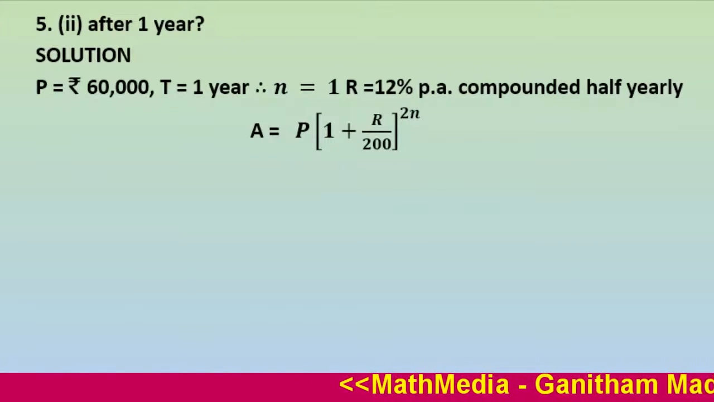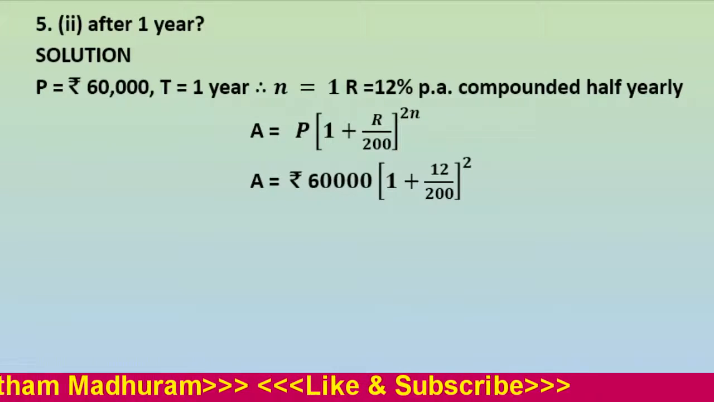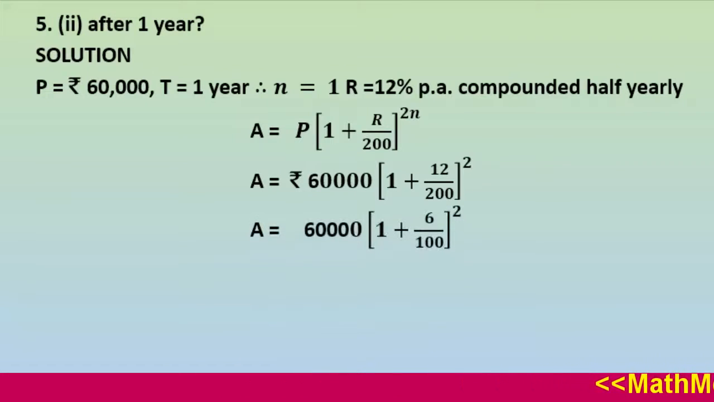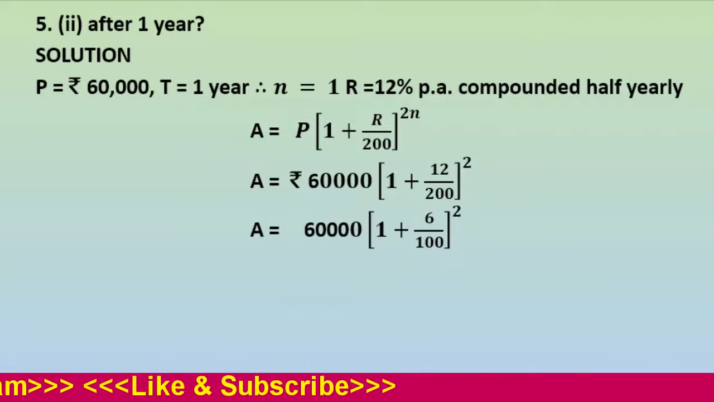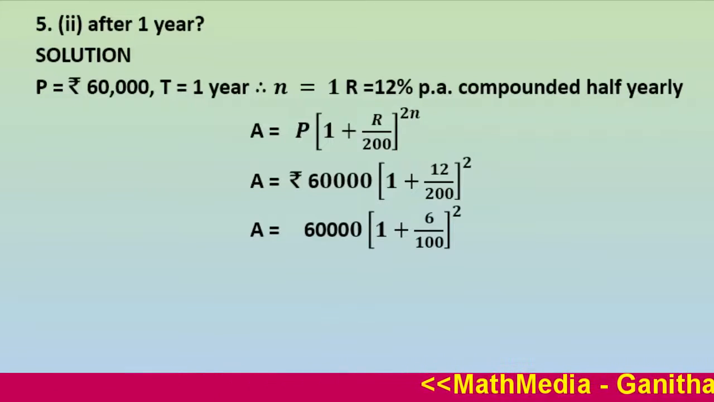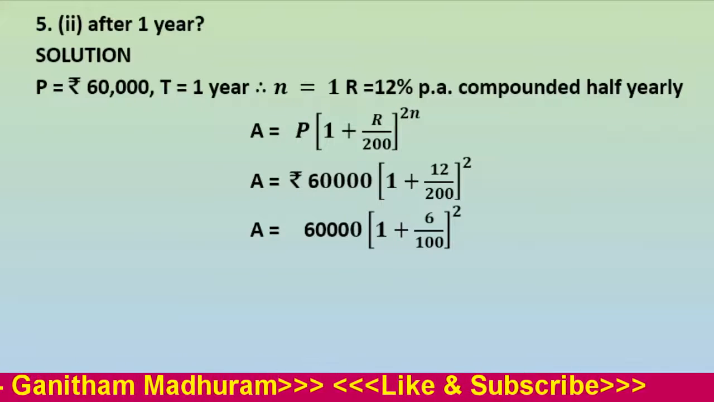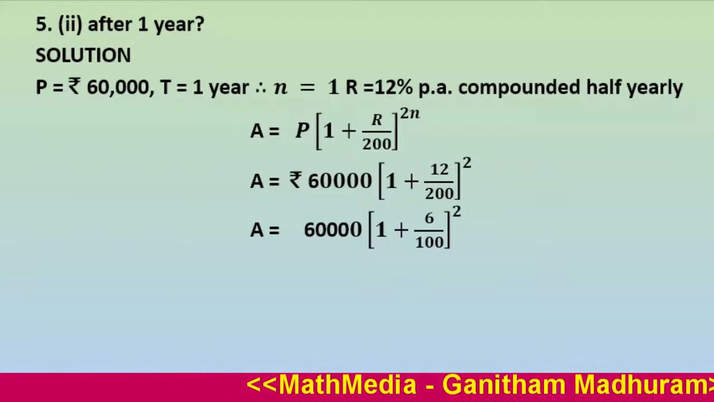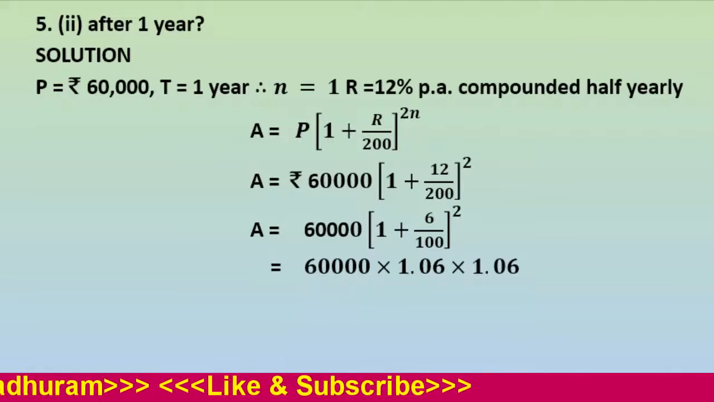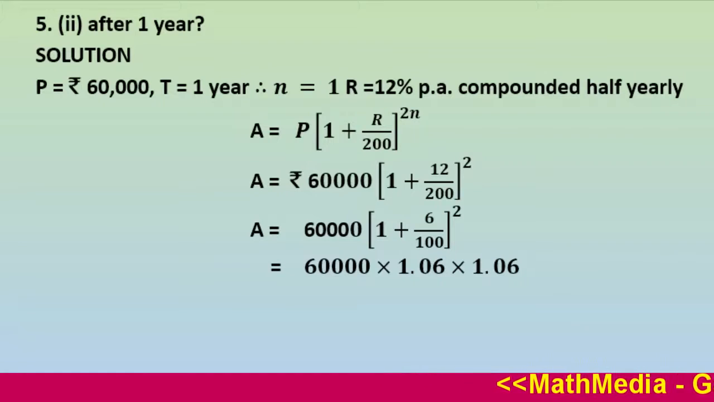Substitute the value over here. We get 60,000 into 1 plus 12 upon 200 whole raised to 2 into 1. That is 60,000 into 1 plus, 12 and 200 can be cancelled, we get 6 upon 100 whole raised to 2. Children, 6 upon 100 can be written as 0.06. While adding with 1, we get 1.06 whole square. So amount equal to 60,000 into 1.06 whole square.